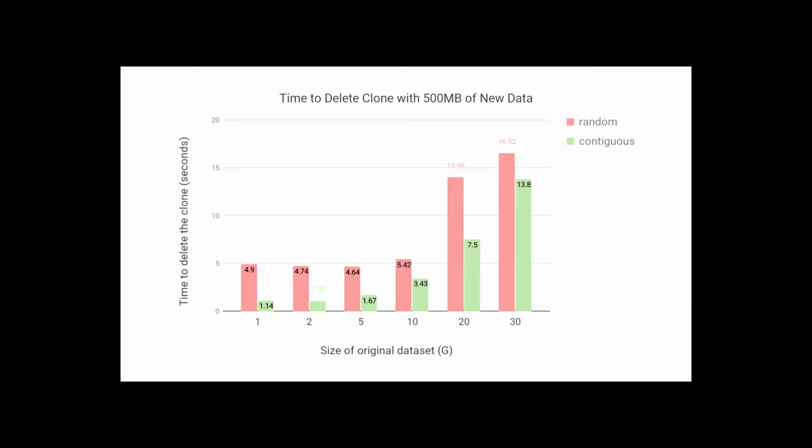This isn't a super dramatic example, but you can see these are all underlying data sets of varying sizes. The amount of data that was written to the clone is fixed. It's 500 megs. But you can see that 500 megs of writes looks like very different deletion times depending on how big the data set is. And the red bars are for random writes, and the green are for contiguous, so you can see that random is worse than contiguous, although contiguous can also get pretty bad.